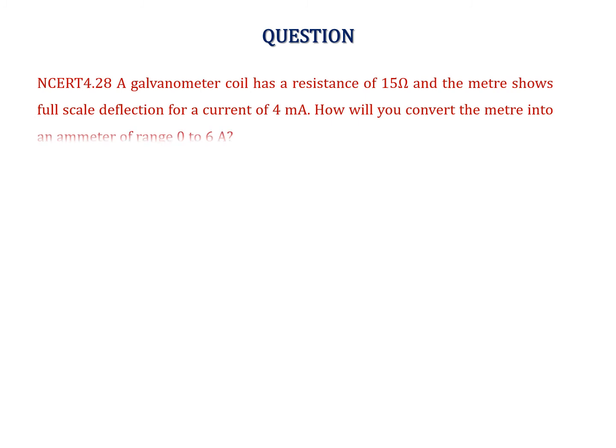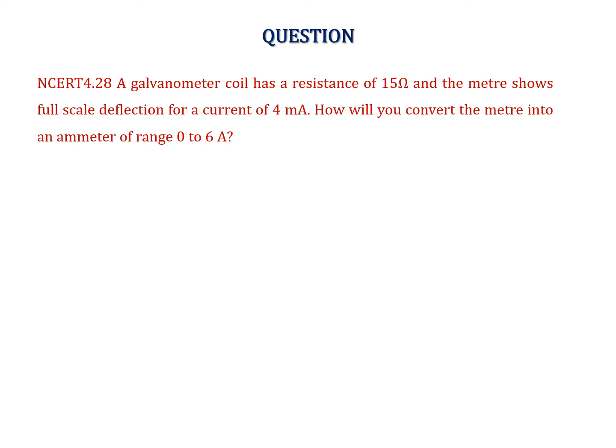We take a numerical on conversion of galvanometer into ammeter. NCERT question number 28. A galvanometer has a resistance of 15 ohms and the meter shows full scale deflection for a current of 4 milliampere. How will you convert the meter into an ammeter of range 0 to 6 ampere?